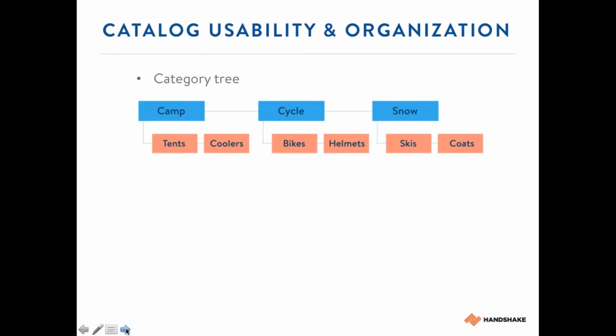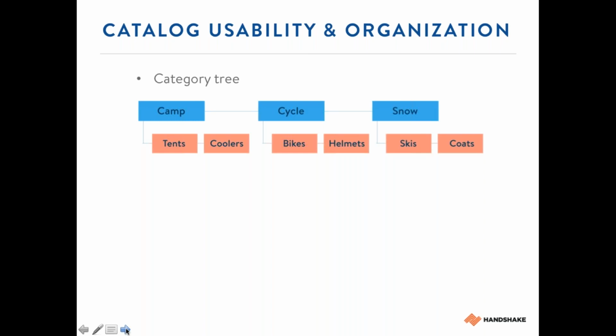So let's talk a little bit about catalog organization. The best way to think about the way your catalog will be organized is to think of the actual category tree of your products. You can see here that this is an outdoor products manufacturer. We happen to work with a lot of them at Handshake. So they took the third approach that we just talked about in the last slide.